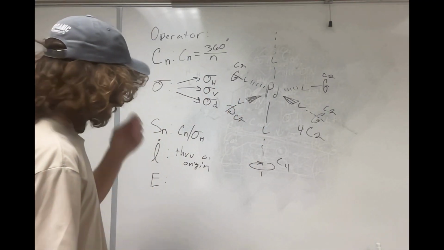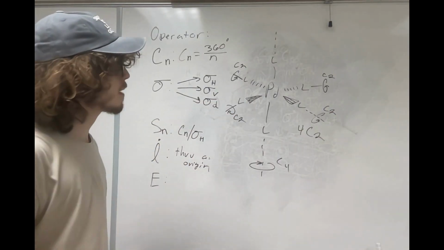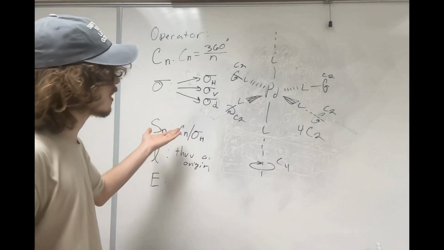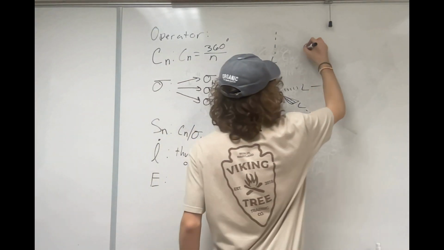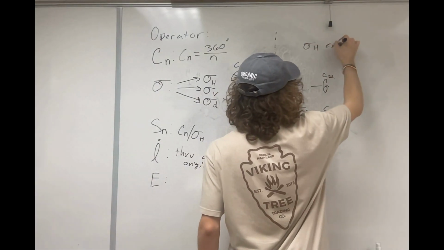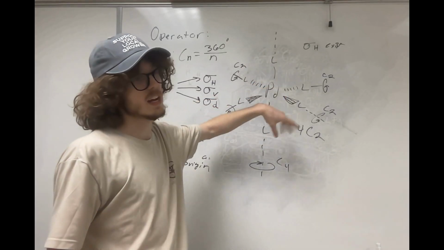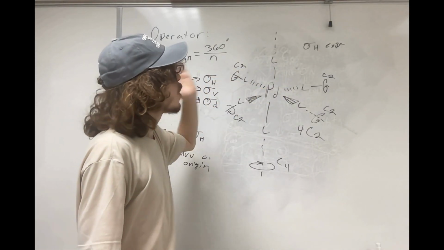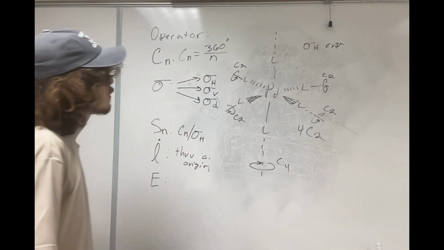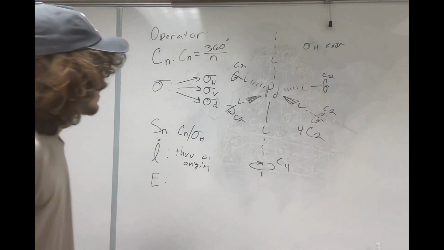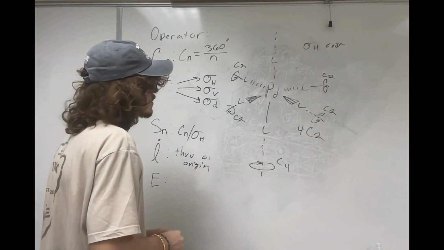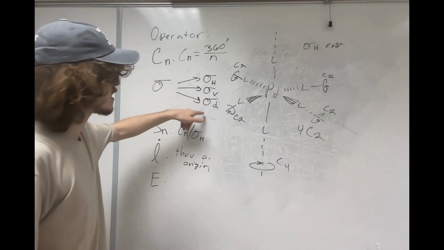Okay, notice that sigma h exists. I'm not going to draw it, not to clutter the board, but let's just write that sigma h exists. Notice that because of our principal axis, we have a perpendicular plane such that if we mirrored this complex, we would get sigma h. I hope that it's pretty obvious that sigma v and sigma d exist.